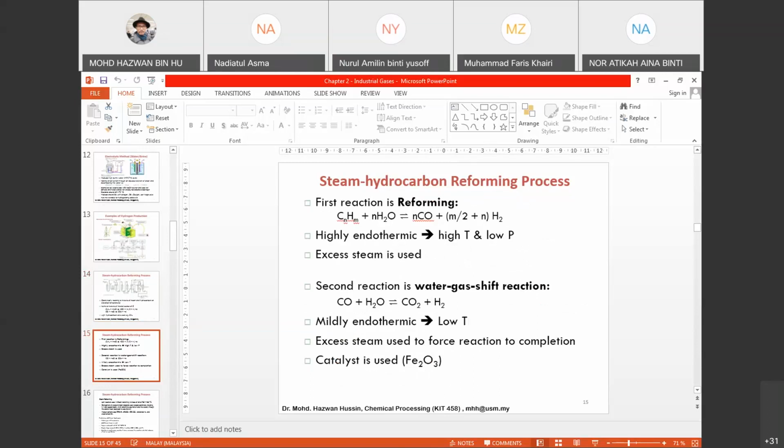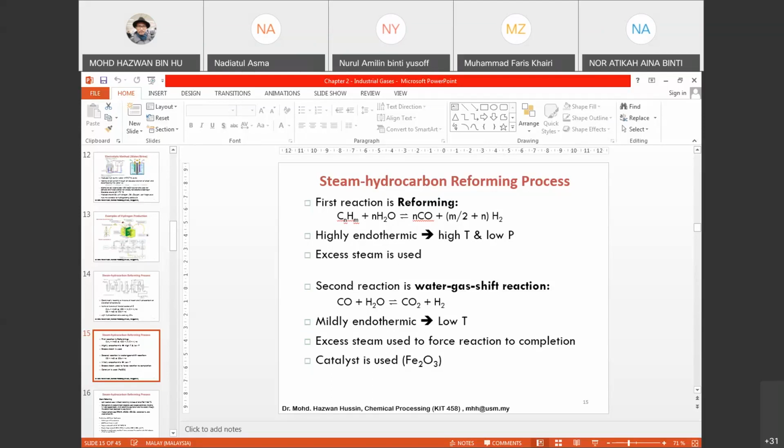Then the two processes which are important to be defined, which are reforming, okay, the reaction and the condition at the higher temperature and the lower pressure. Okay, so excess steam will be used. So again, the function of excess steam is basically to convert most of the hydrocarbons into carbon monoxide.